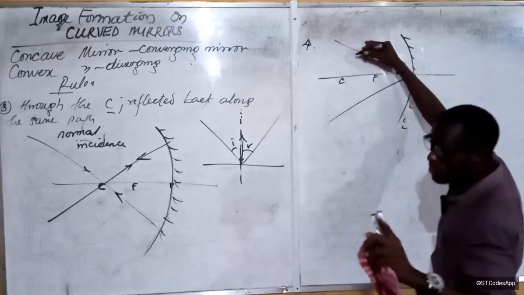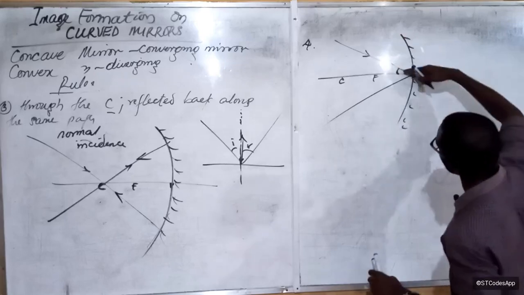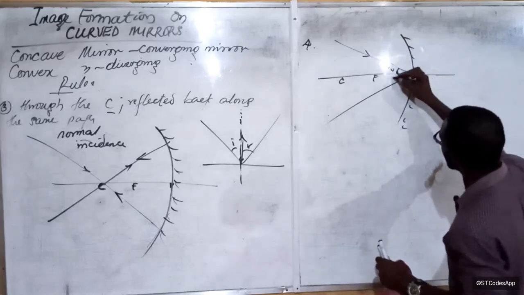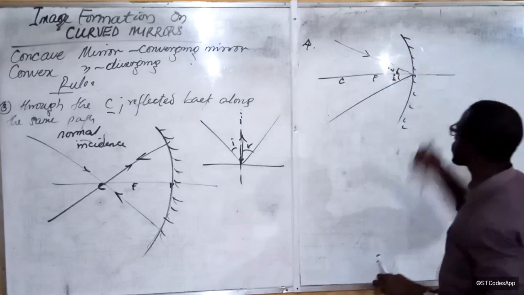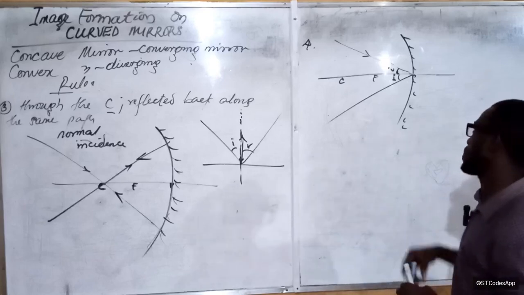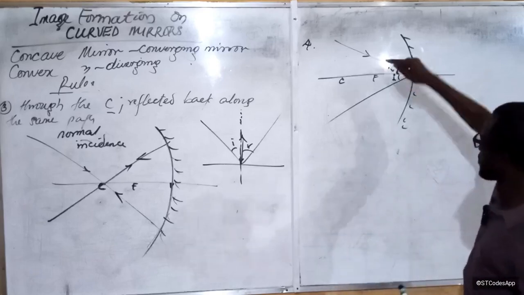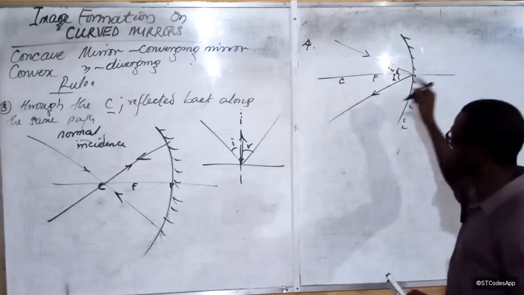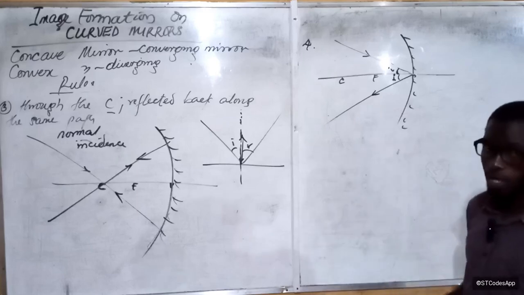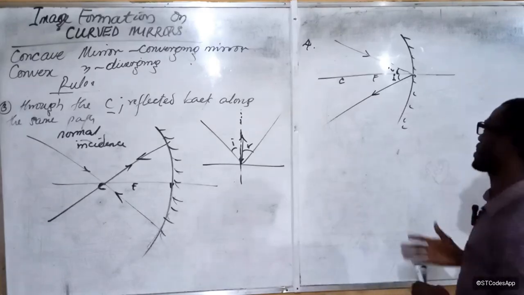If a ray of light is incident at this particular angle I, by the time it is reflected, it will be reflected at angle R, which will be exactly equal to the angle I at which it was incident on that pole. Do you understand? All right.